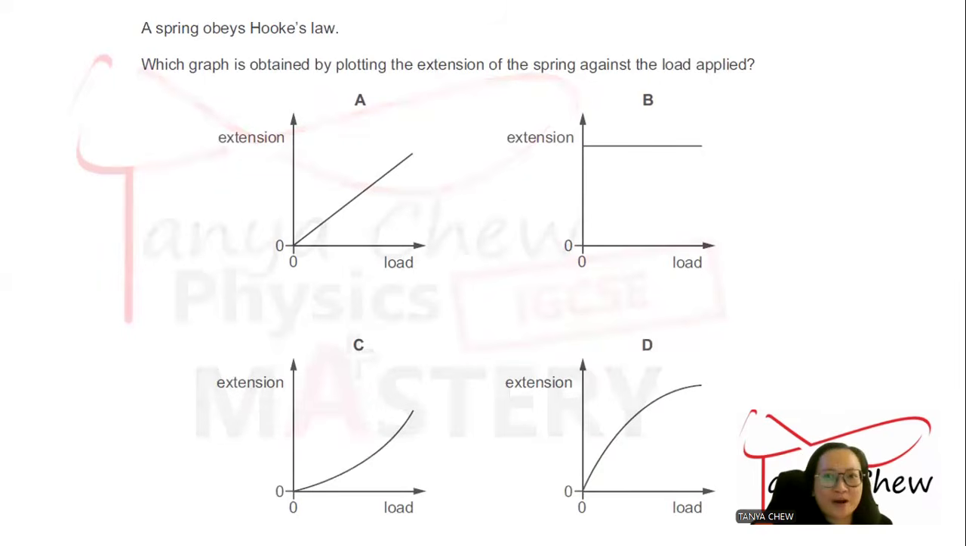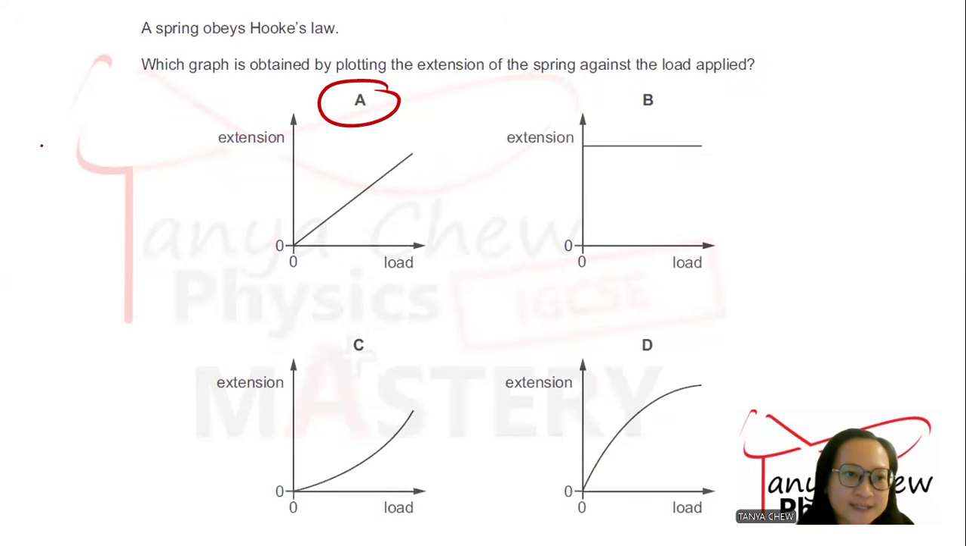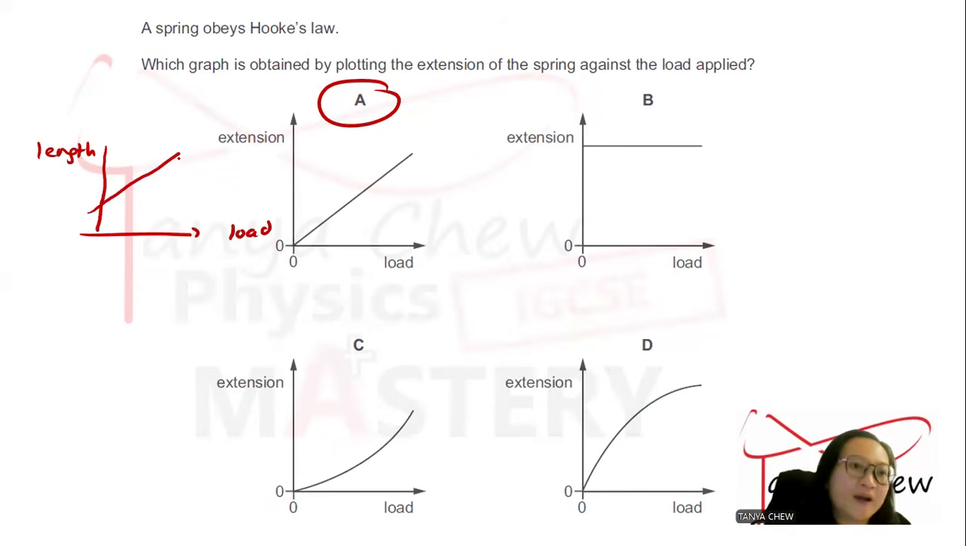Now, what about this? Hooke's law, remember? A spring obeys Hooke's law. Which graph is obtained by plotting the extension of the spring against the load? Hooke's law is always a straight line graph, whether extension against load or load against extension. No other graphs accepted. A straight line graph starting from the origin. But if this is not extension, this is a length, remember, if this is length against load, you have to start from a certain value because the spring has an initial length. As long as the graph is straight, right?